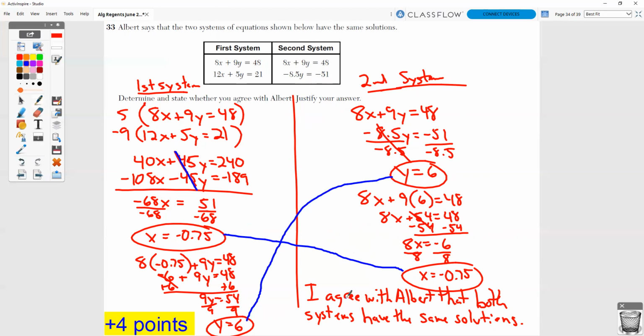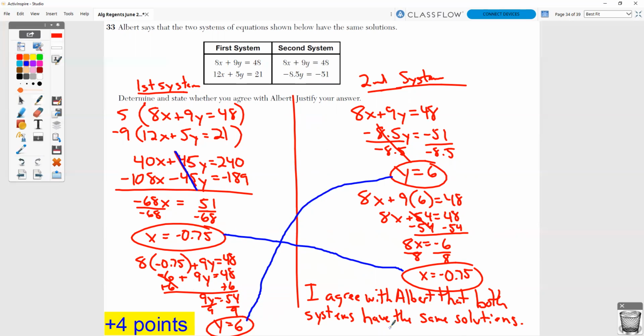So is he correct that they have the same solutions? Yes, he is. This one's sort of hard to score here. I would say that finding this set of solutions and this set of solutions are worth 3 points.